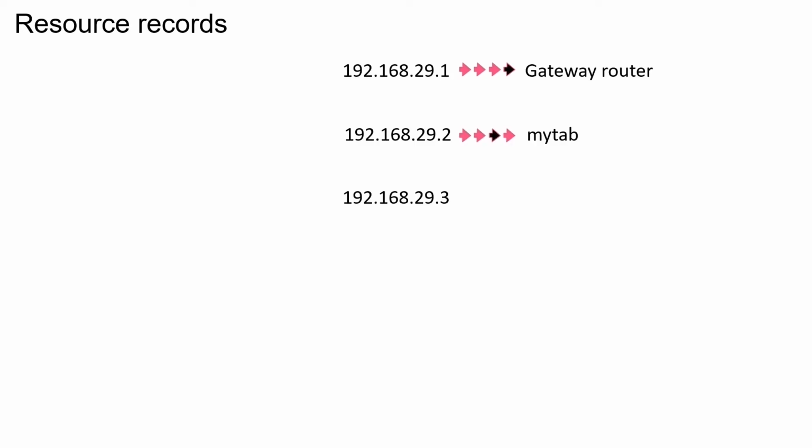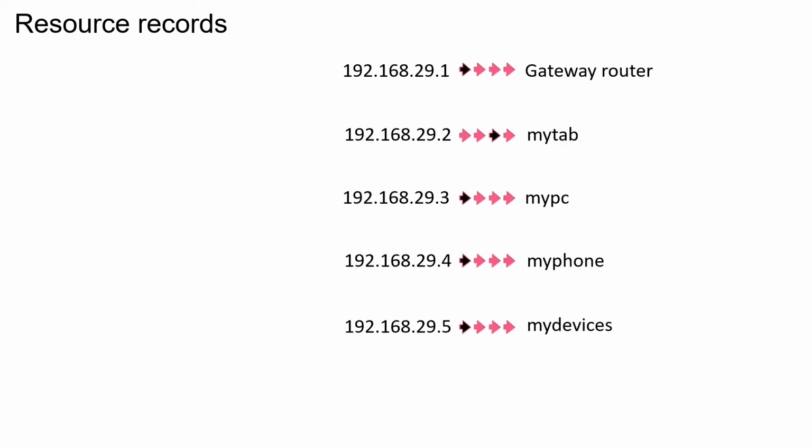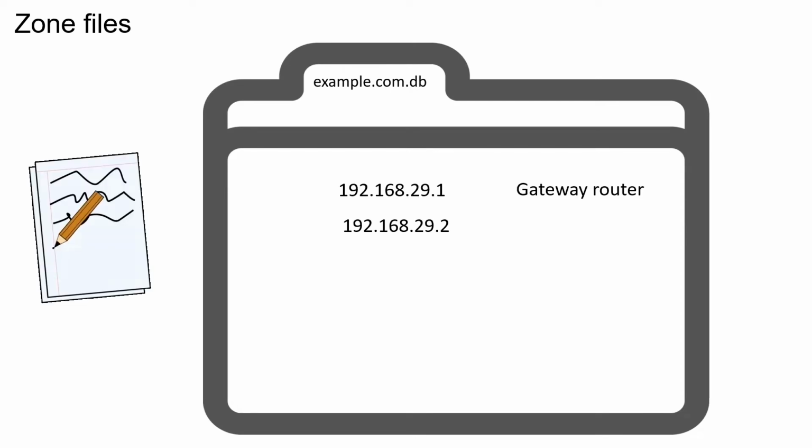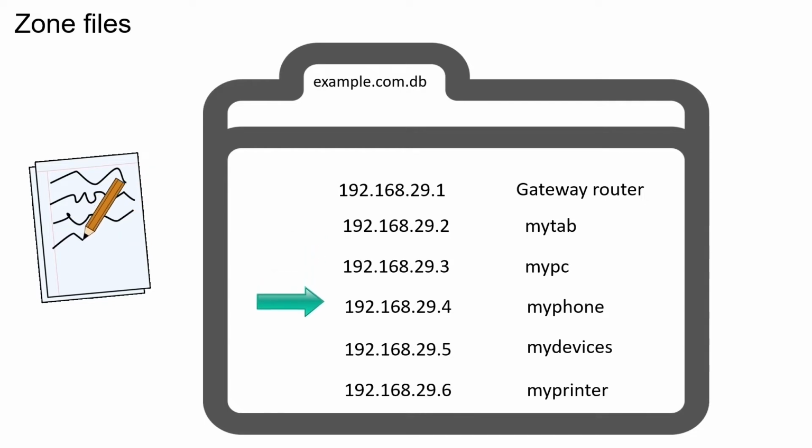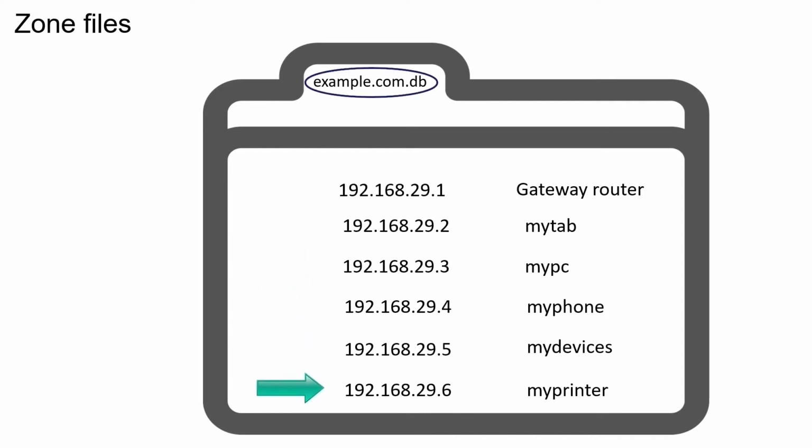DNS uses resource records to relate IP addresses to names. Each resource record maps an IP address to a name and defines the properties associated with that name. DNS uses zone files to save resource records. Zone files are simple text files. In these files, resource records are stored in separate lines. A zone file stores data for a domain in the DNS database.